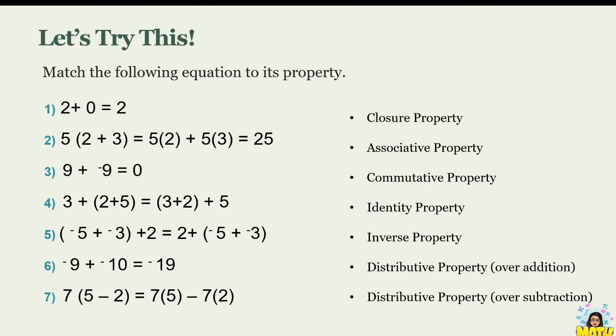Number 1, 2 plus 0 equals 2. Since we added a number to 0 and it reveals its value or the number itself, this one is identity property. Number 2, we have 5 times the quantity 2 plus 3, and we have seen that 5 is being distributed to 2 and to 3, maintaining the operation addition, that is distributive property over addition.